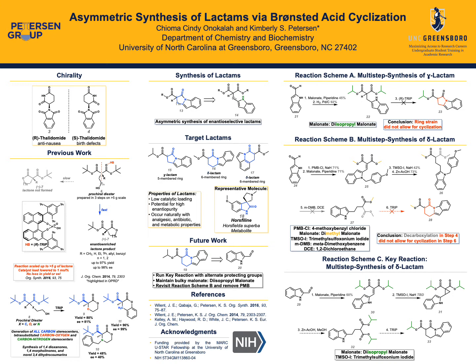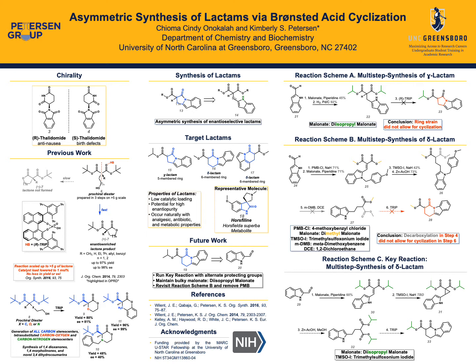I've chosen horsfiline as my representative molecule as it has an indole moiety, a lactam, as shown in blue, and a chiral center. On the far right-hand side, you can see my attempts to cyclize a gamma as well as 2 delta lactams. Reaction scheme A details the multi-step synthesis of the gamma lactam. The gamma lactam utilized the diisopropyl malonate, as you can see the diisopropyl groups in green, but it was not able to cyclize due to ring strain.